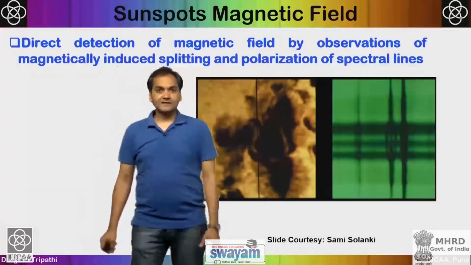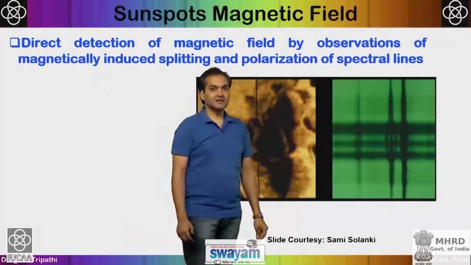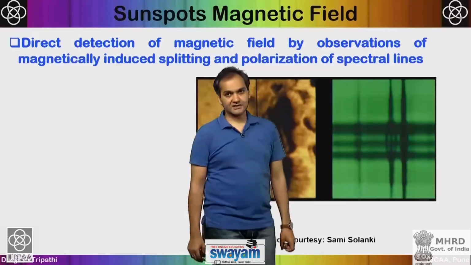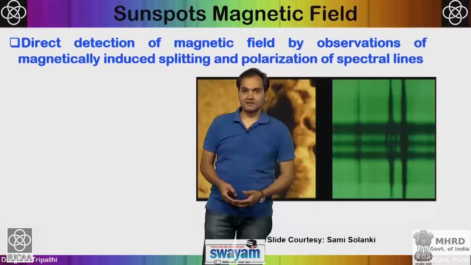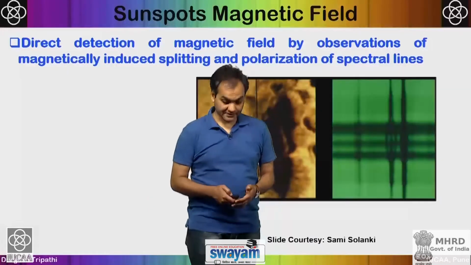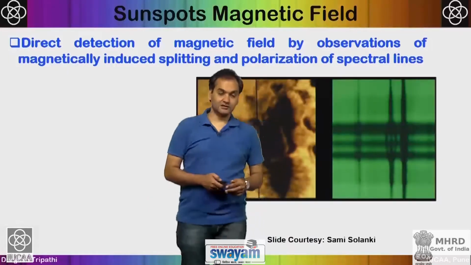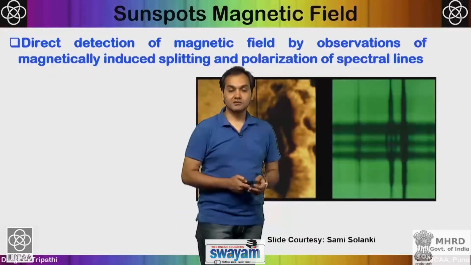Now, this is the direct detection of magnetic field by observations of magnetically induced splitting and polarization of the spectral line. So, if you measure the polarization and splitting, then you have a direct measurement of the magnetic field in any object in the sky, and the sun being the closest, it gives a probe to the magnetic field easily.